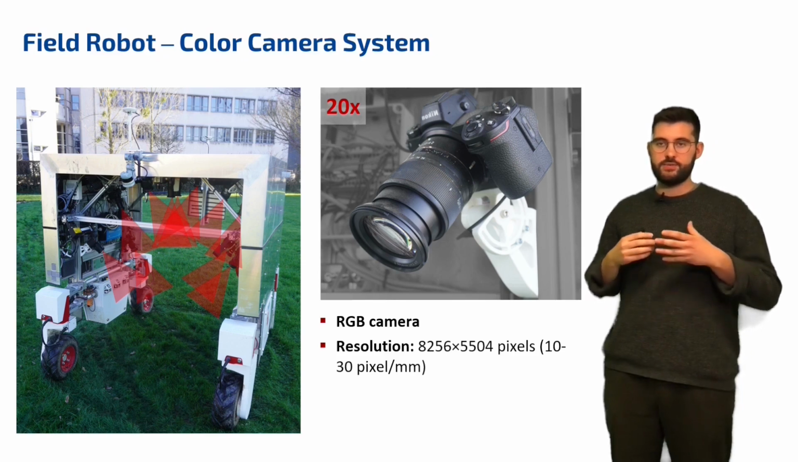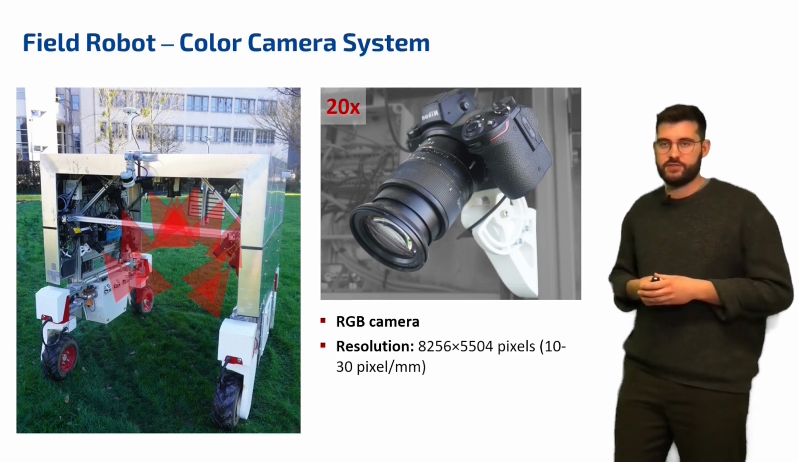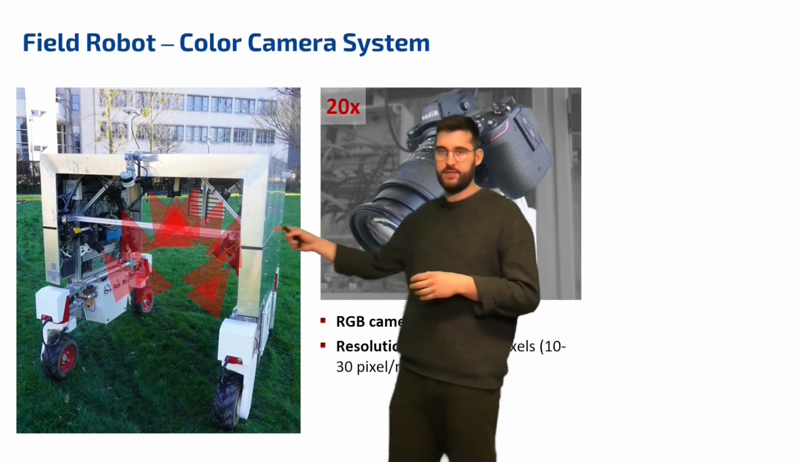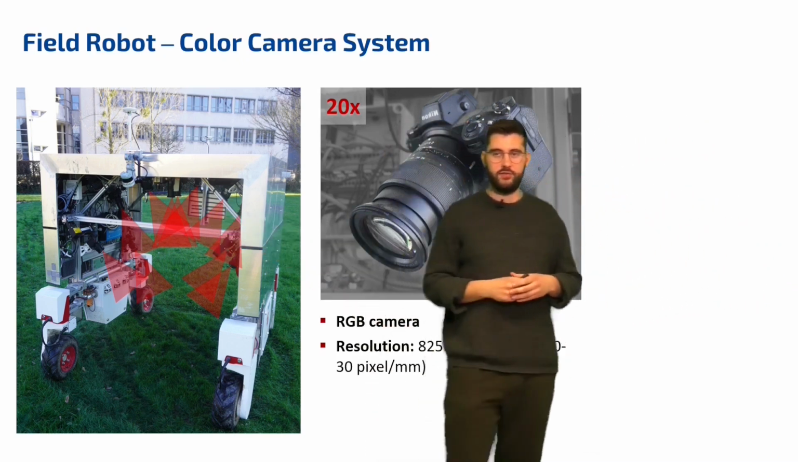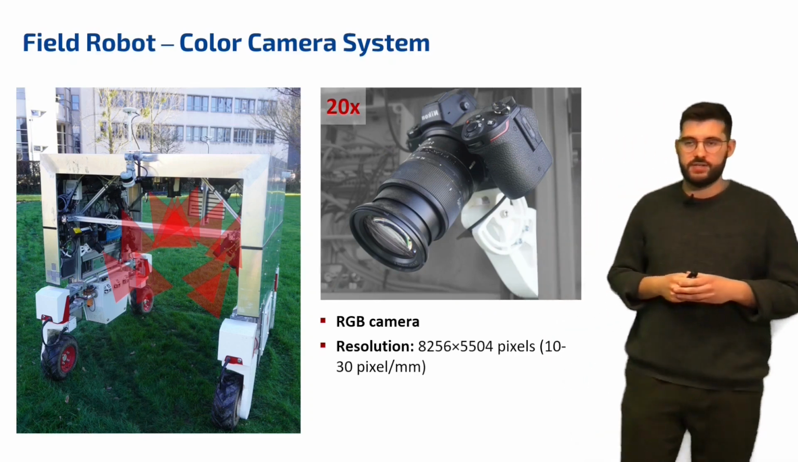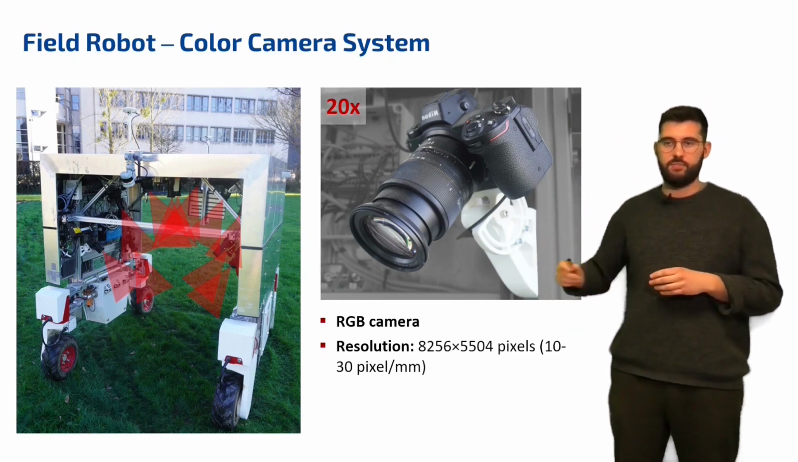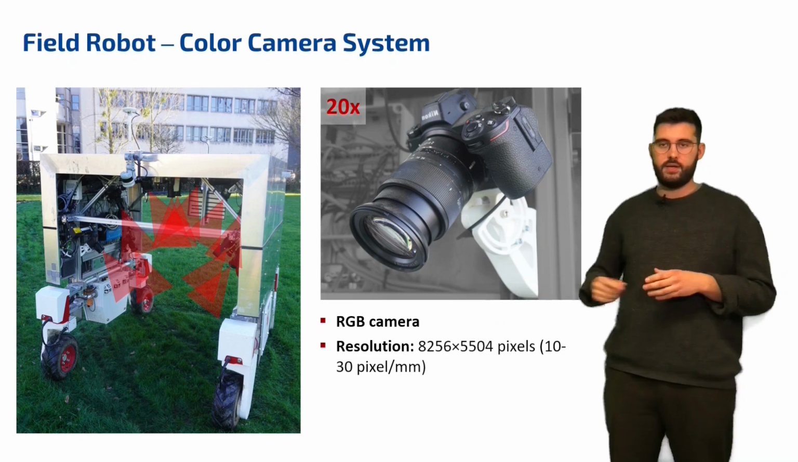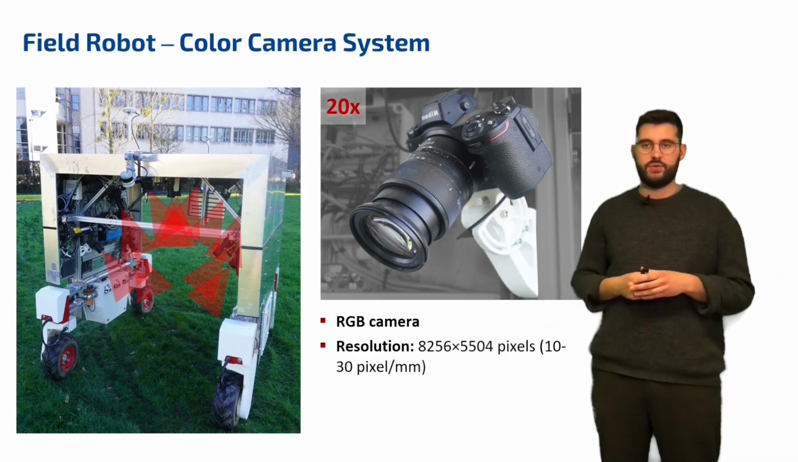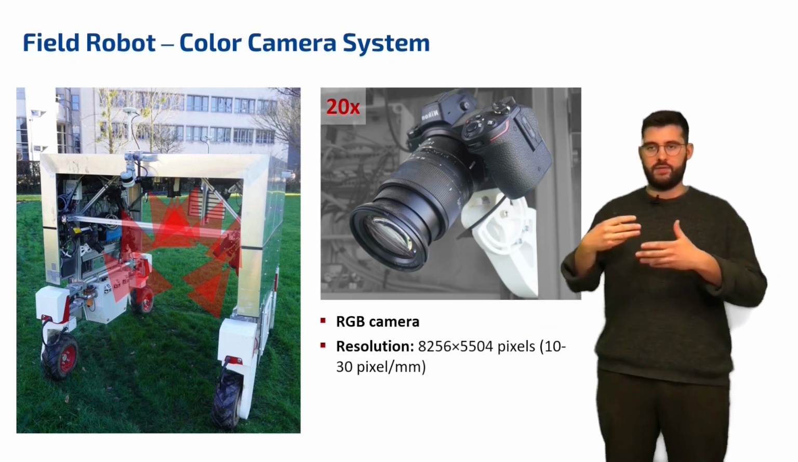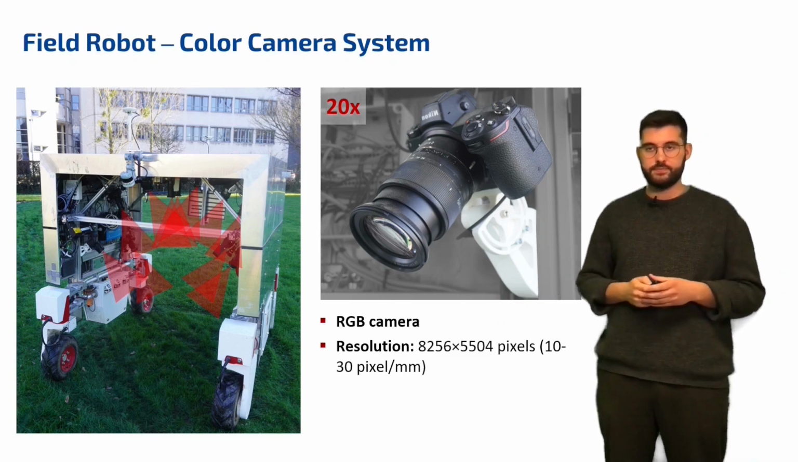The camera system consists of multiple cameras, so we have 20 cameras here inside this U-shaped design of our robot. They have a really high resolution of the images, and we have here about between 10 and 30 pixels per millimeter depending on the distance to the object.